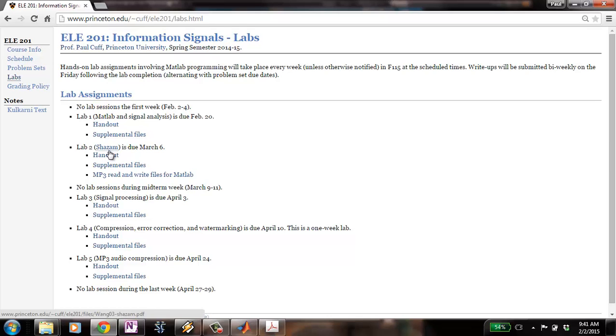We'll have learned a bit about the Fourier transform, and we're going to get you right into using it in MATLAB. To do that, music identification. You're going to build Shazam. I think it's a very fun lab.